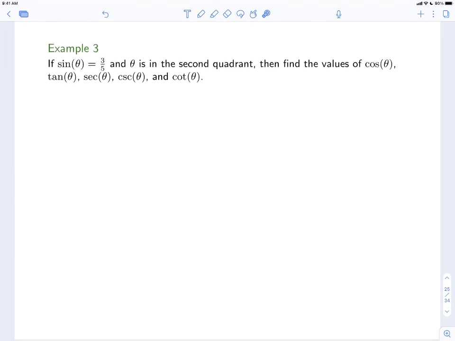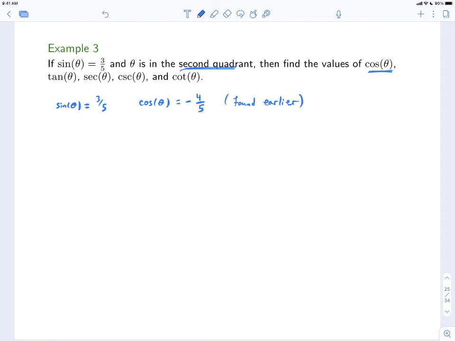Let's do another example. If sine of theta is equal to 3 over 5, and theta is in the second quadrant, then find the values of cosine of theta, tangent of theta, secant of theta, cosecant of theta, and cotangent of theta. Well, we're cheating a little bit because we already found cosine of theta a little bit earlier. So we're in the second quadrant, so we know that sine of theta is 3 over 5, but we've already found that cosine of theta is equal to the opposite of 4 over 5. So we found that earlier on some earlier slide using the Pythagorean identity.